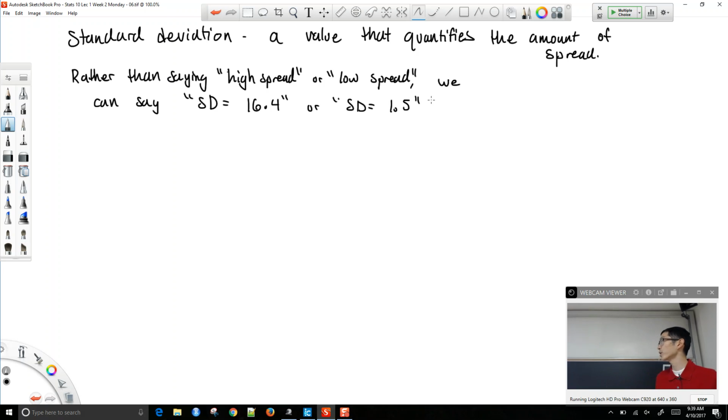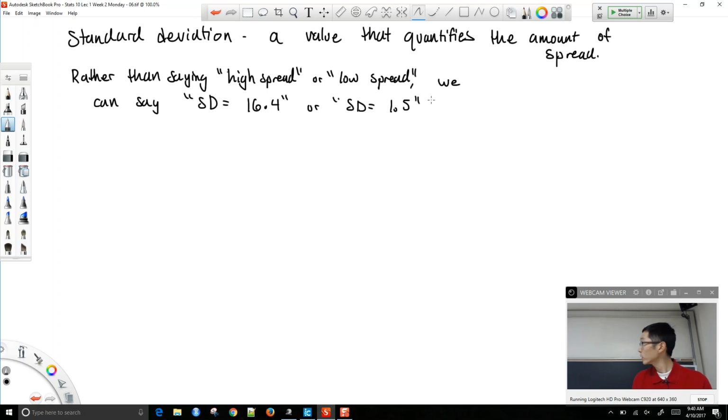And of course, depending on the context we're talking about, 16.4 may be a big number or a small number, right? Because you could have other sets of data where the standard deviation is 1,000. It all depends on the context that we're talking about.